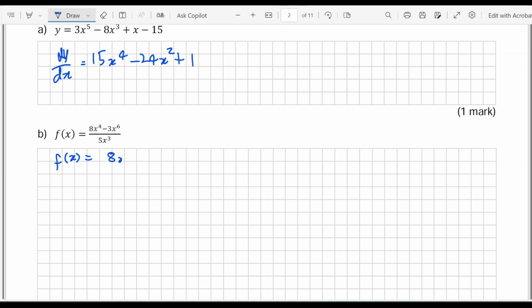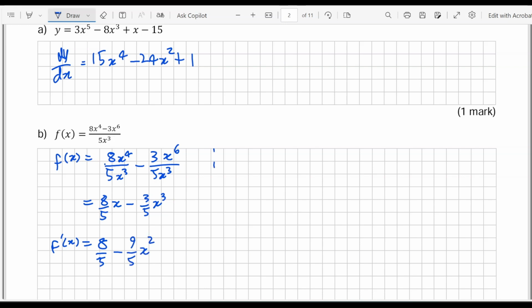Fractions split out nicely if you split the top apart, but not if you split the bottom apart. So you can write it like this. You can then apply your index laws. So you get 8/5 of x, take 3/5 of x cubed, and then f dash of x is going to be 8/5 take 9/5 of x squared.